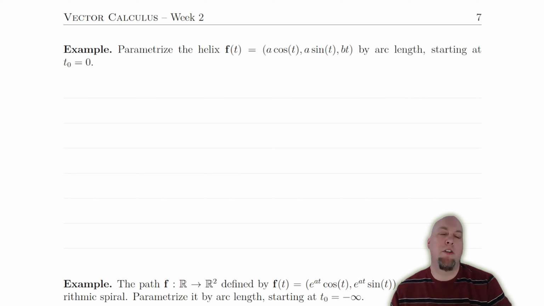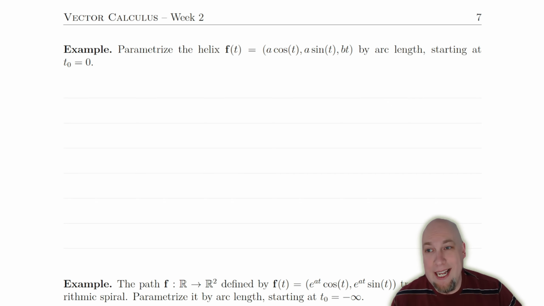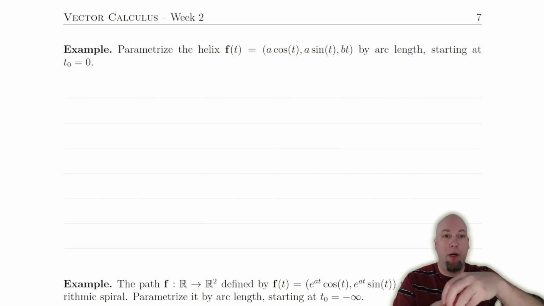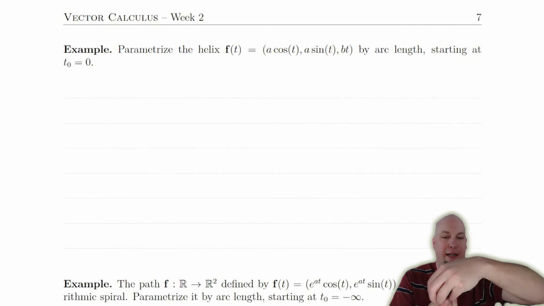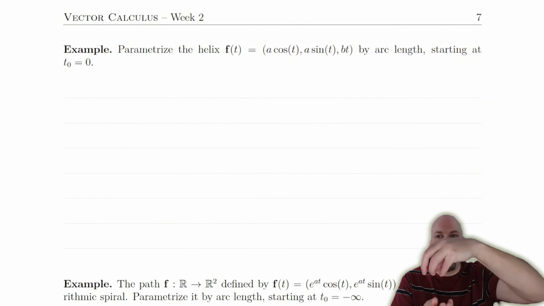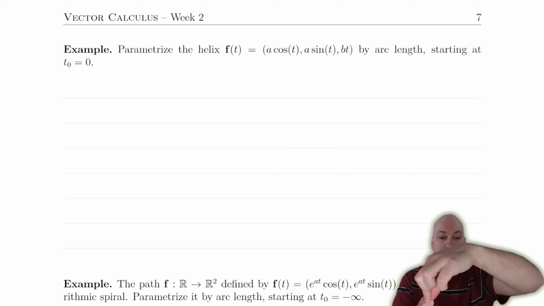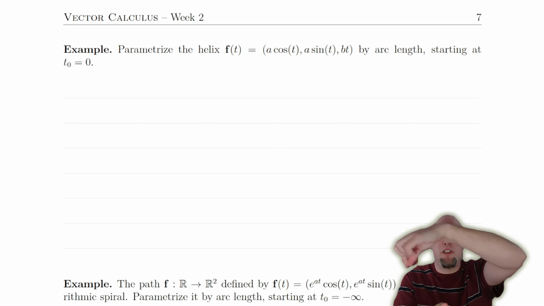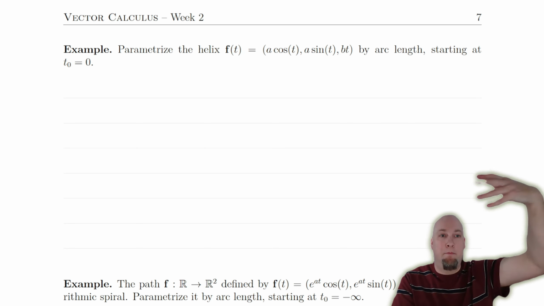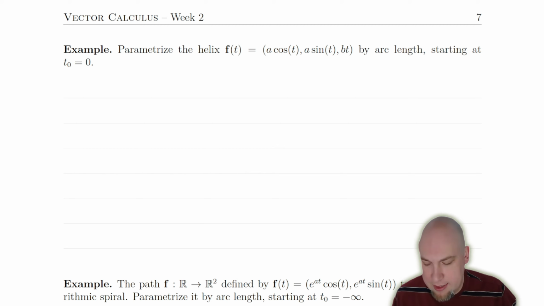We're going to reparametrize this by arc length now, starting at t0 equals 0. In other words, that's where we're measuring length or distance from. While the particle's there, we say it's traversed 0 distance, and as it moves past that point, we start adding up positive lengths.